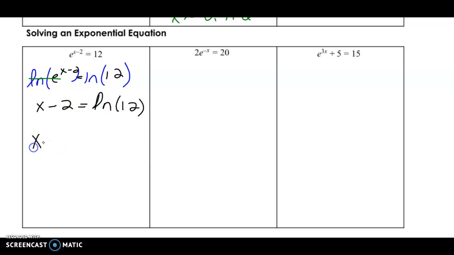From there, we can just add the 2. Make sure you're in parentheses after the 12. So it should be approximately 4.48. All right, go ahead and pause the video and try the last two.